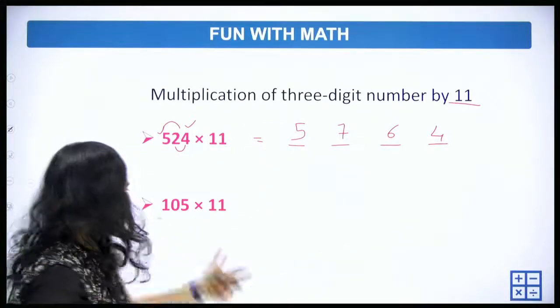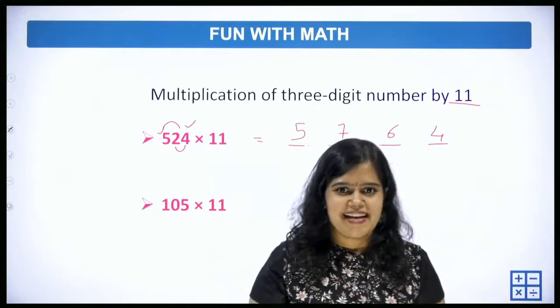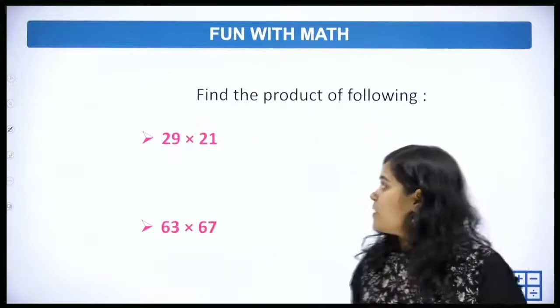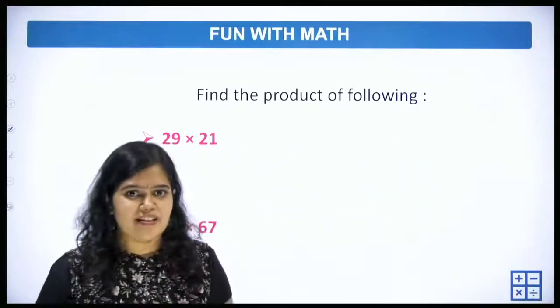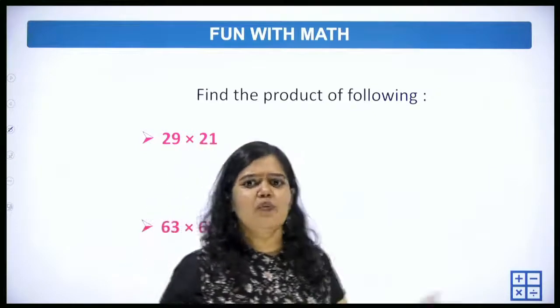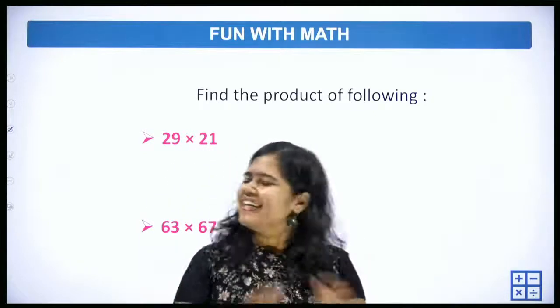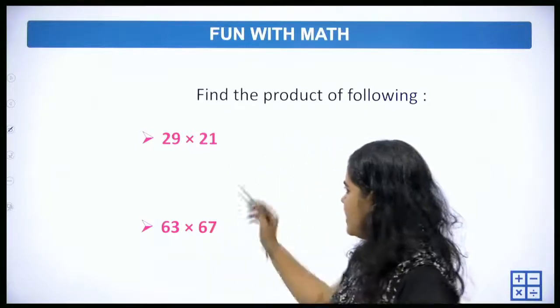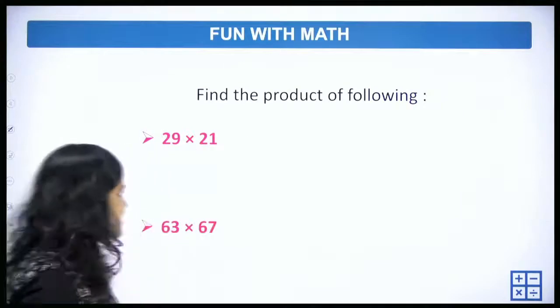Try to solve 105 into 11 as your homework. Okay? Yeah. 29 into 21. So how will we multiply such numbers? So multiplying by 11 and multiplying by 5 are done. Now we have random numbers and how are we going to multiply them easily? Let's look into that now. So here we have 29 and 21 and it's quite easy.